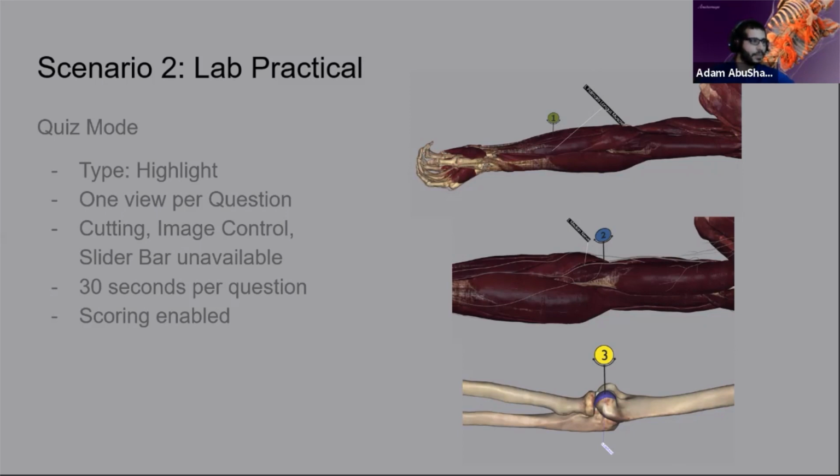So you could use quiz mode, and you could have the type be the highlight type of quiz, and you can have one view per question if that's how you'd like your lab practicals to be.